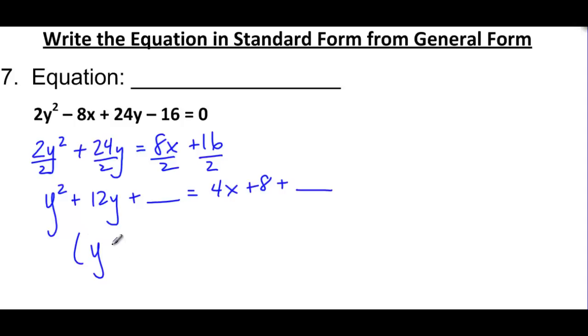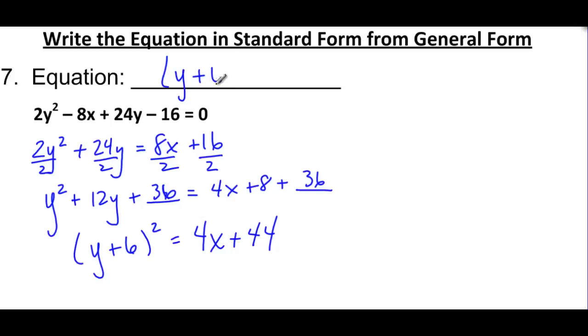Half of 12 is positive 6. 6 plus 6 is 12. 6 times 6 is 36. And whatever I do to one side, I have to do to the other. So on the right-hand side, I get 4x plus, if I add those, I get 44. But again, the left-hand side looks like our standard form, but the right-hand side does not.